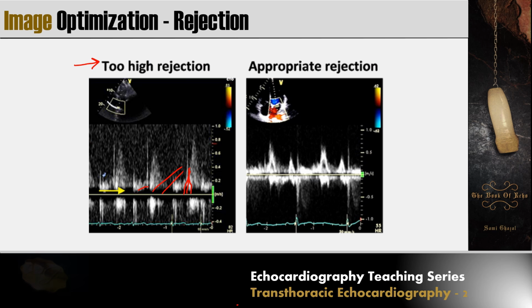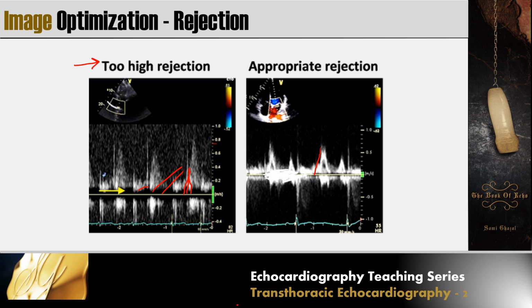You don't know exactly. So you should adjust it to be an appropriate filter or rejection, where you can see this flow goes all the way to the baseline without having too much white in the center like this, around the baseline. You don't need something like this, otherwise it will be too low of a rejection.